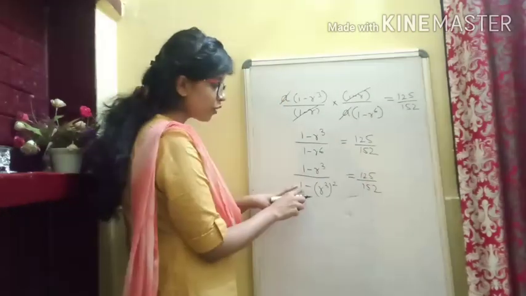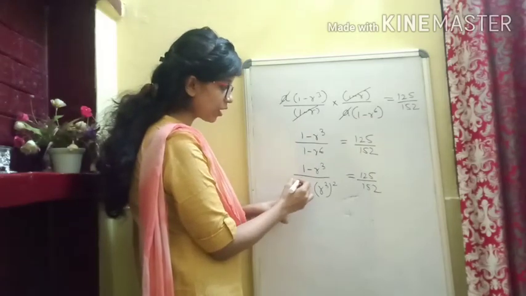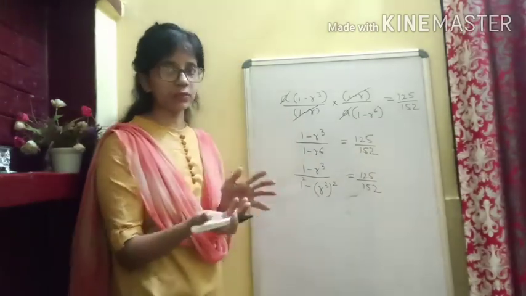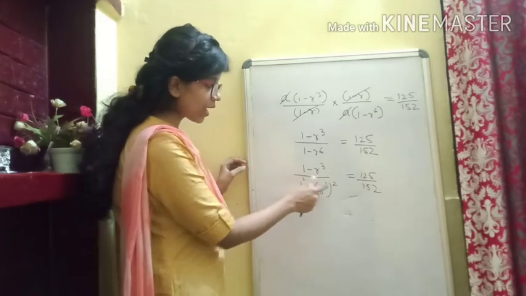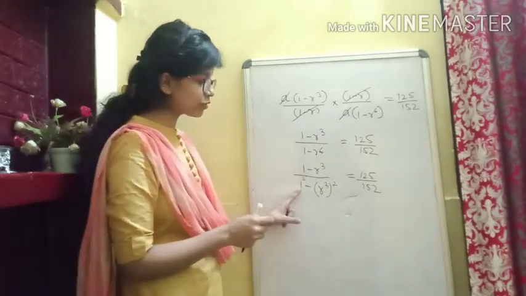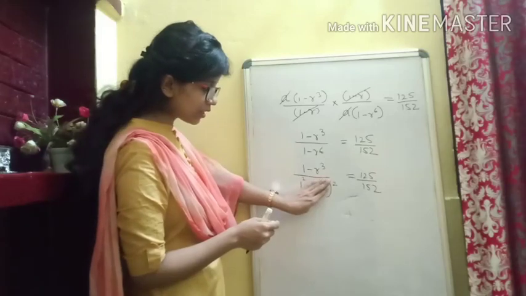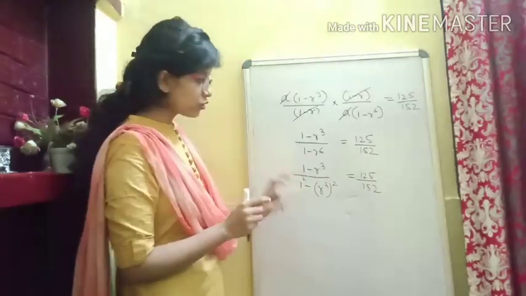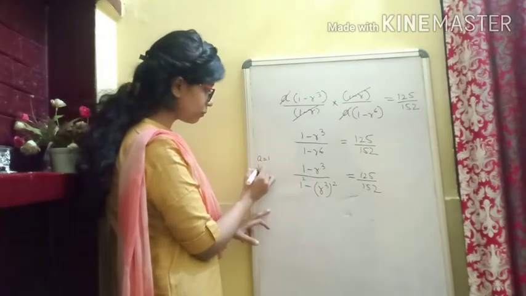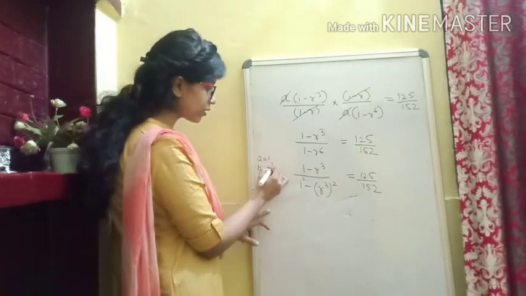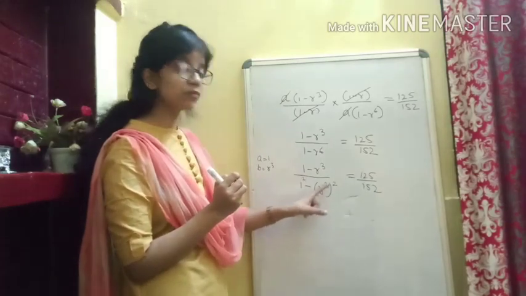Now you see, what if I write this 1 as 1 square, because 1 square will be 1 only. So now you see, this is like a square minus b square, where your a is 1 and your b is this thing, which is r to the power 3. So I hope you are getting it. If I write it for you, a is actually your 1 and your b is r to the power 3. Isn't it? a square minus b square.